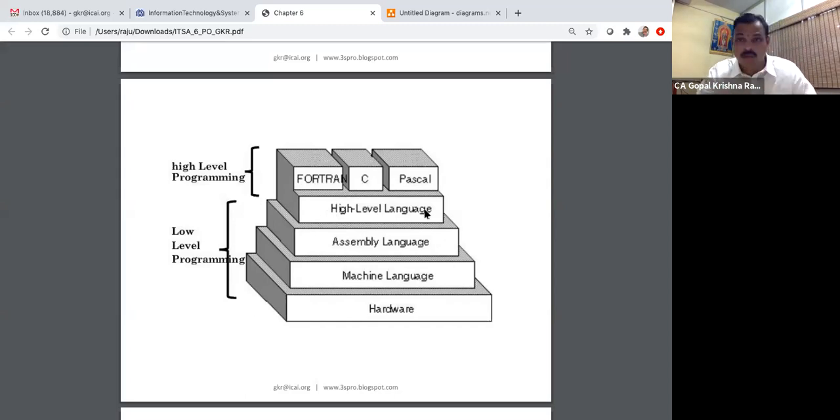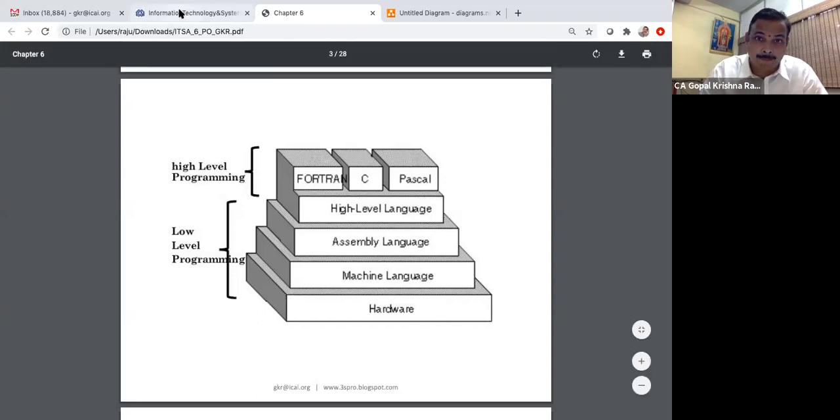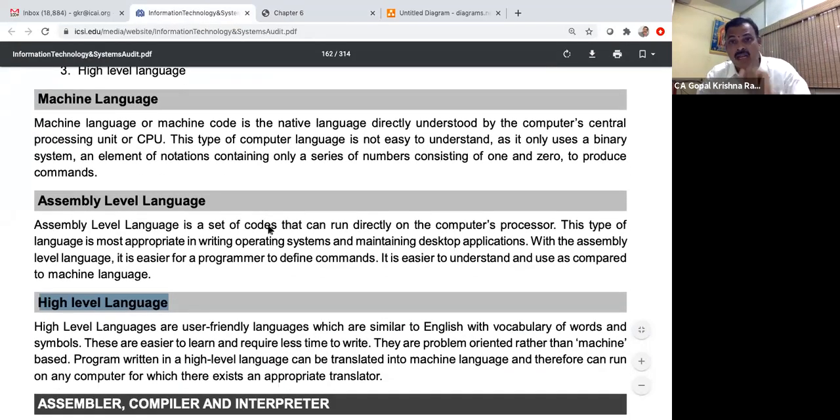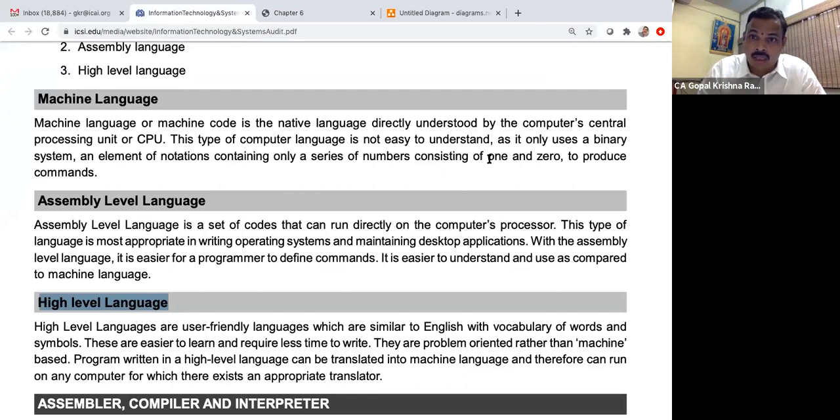So all those stuff we are going to understand now. Okay, so machine language we have understood. It is only ones and zeros to produce commands. So input also ones and zeros, output also. Simple. That's machine language. But those are first generation hardware, first generation languages. First generation hardware will only understand 0 and 1. First generation software also will speak only zeros and ones.